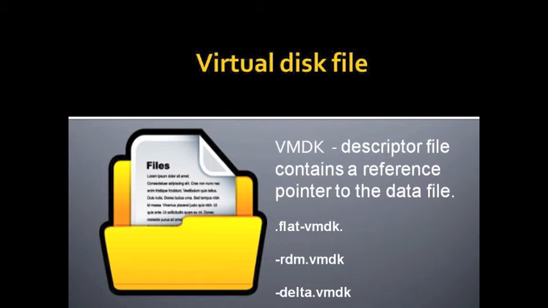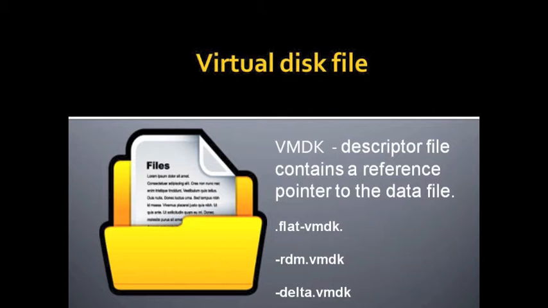Lastly, all virtual disks are made up of 2 files: a large data file equal to the size of the virtual disk and a small text descriptor file. Identified by VMDK file extension, it contains details of the files and geometry of the virtual disk. It also contains a reference pointer to the data file.